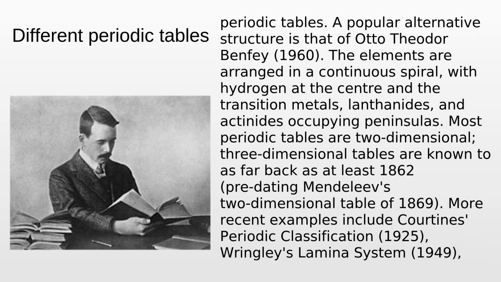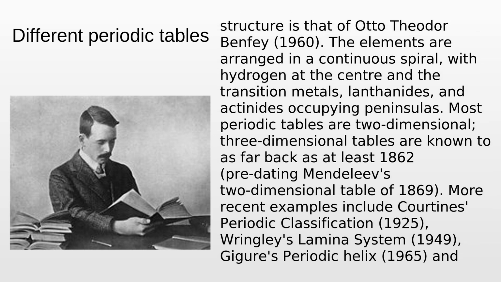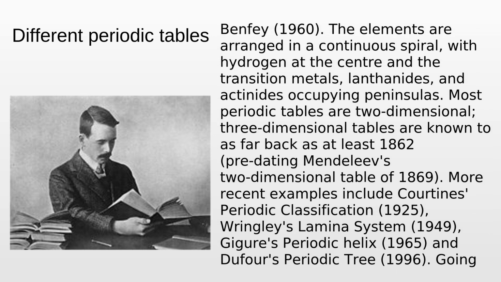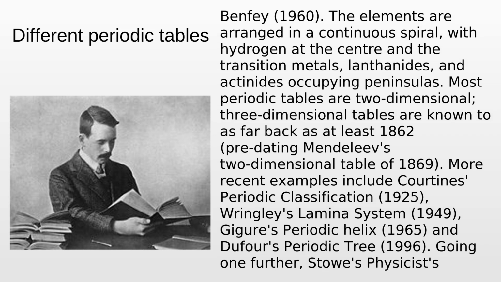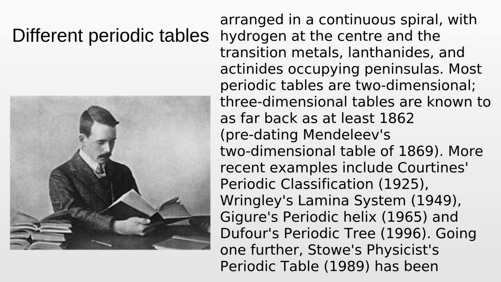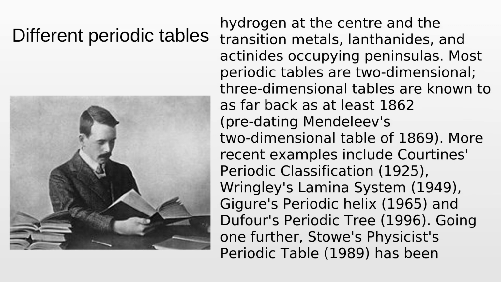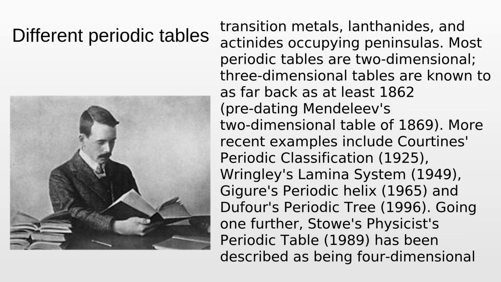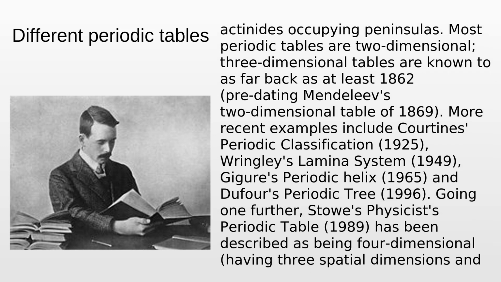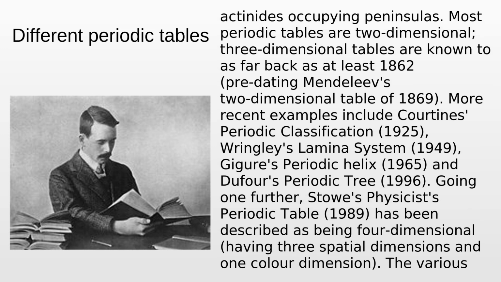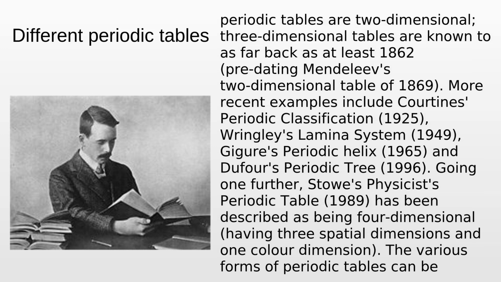A popular alternative structure is that of Otto Theodor Benfey, 1960. The elements are arranged in a continuous spiral, with hydrogen at the center and the transition metals, lanthanides, and actinides occupying peninsulas. Most periodic tables are two-dimensional.